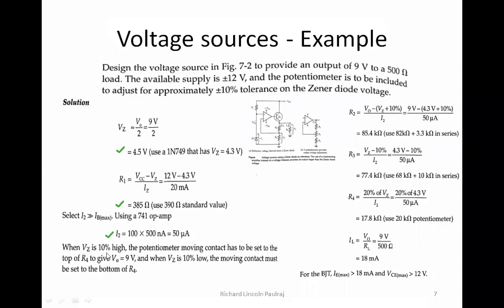Now, when VZ is 10% higher, why are we taking that tolerance? Because it's mentioned here, right? The Zener voltage has 10% tolerance, so a potentiometer should be included, and it's approximately about 10%. You can take 10% of the Zener voltage. VZ here we have about 4.3, right? So when VZ is 10% high, the potentiometer moving contact has to be set to the top of R4. Let me just go back to the previous one.